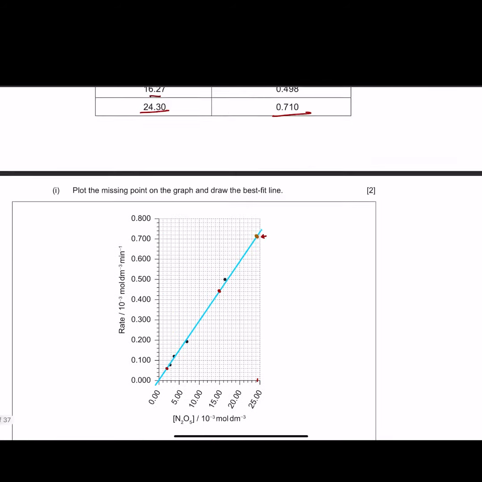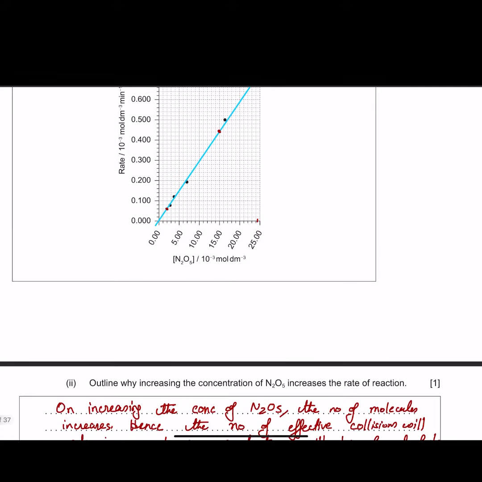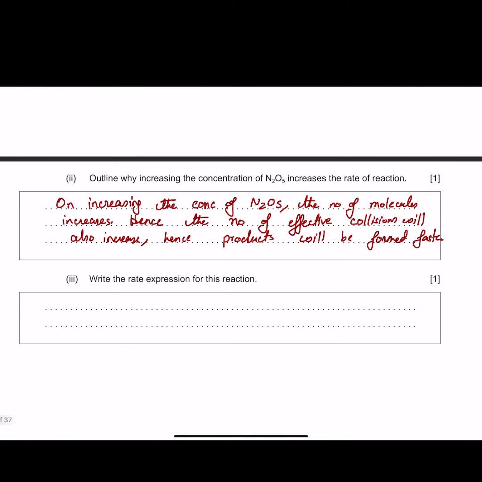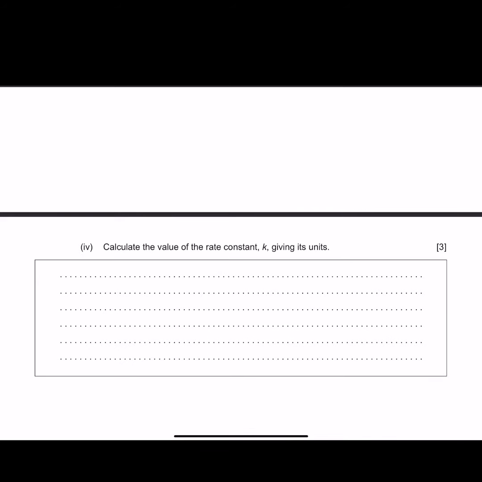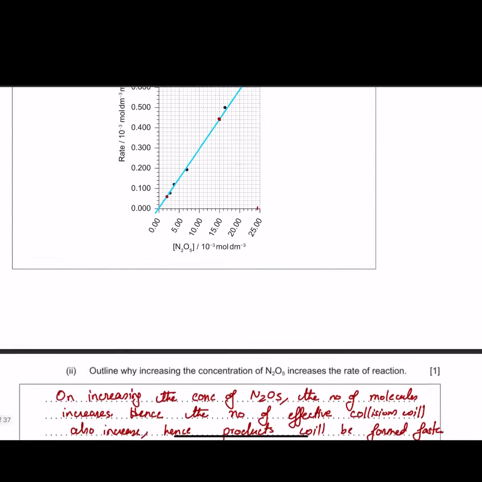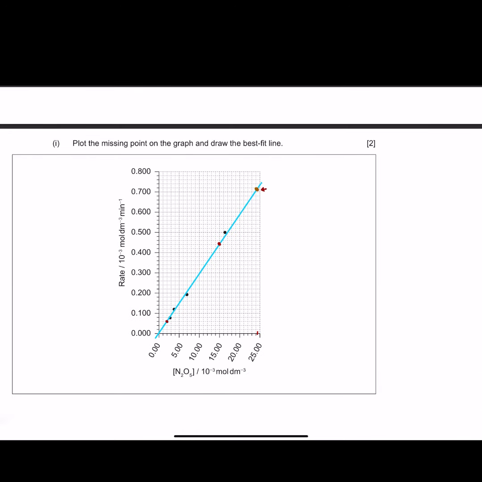Now we have to write the rate expression. As you can see, it's a linear plot between rate and N2O5, which passes through 0. I can write rate is k times the concentration of N2O5, and that is correct. Now we have to calculate the value of rate constant k, given its unit. Now how to find this rate constant k? The slope of this line will give you rate constant k.